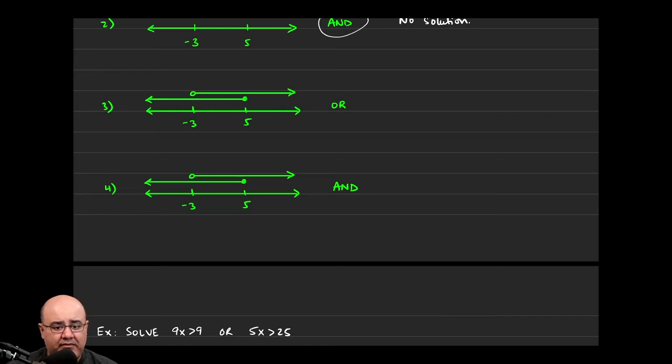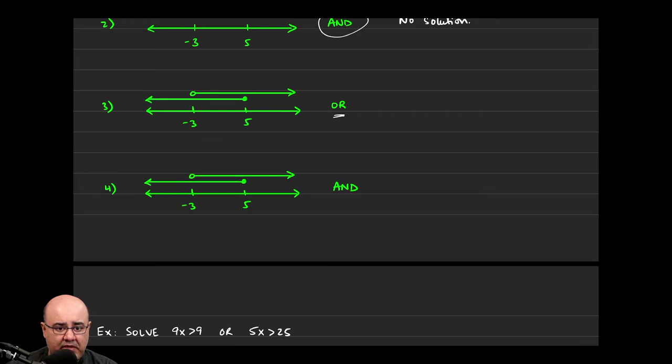Here we have two overlapping lines. And in fact, if you look at three and four, the graphs are identical. There's an open circle above negative three with the line going to the right. There's a closed circle above five with the line going to the left. Both graphs are identical. What we ask when we look at them is different, and those questions are based on the compound inequality word that's in the middle.